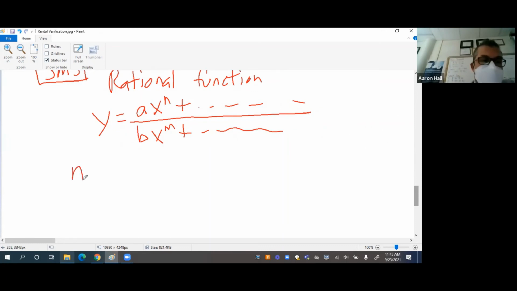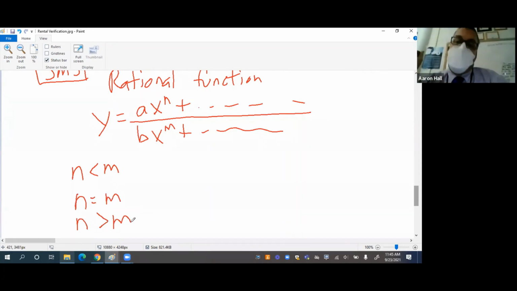There are 3 different possibilities. Either n is less than m, or n equals m, or n is greater than m. When we have functions like that, where the degree in the numerator is smaller than the denominator, then we always have a certain type of horizontal asymptote. Do you remember what it is?